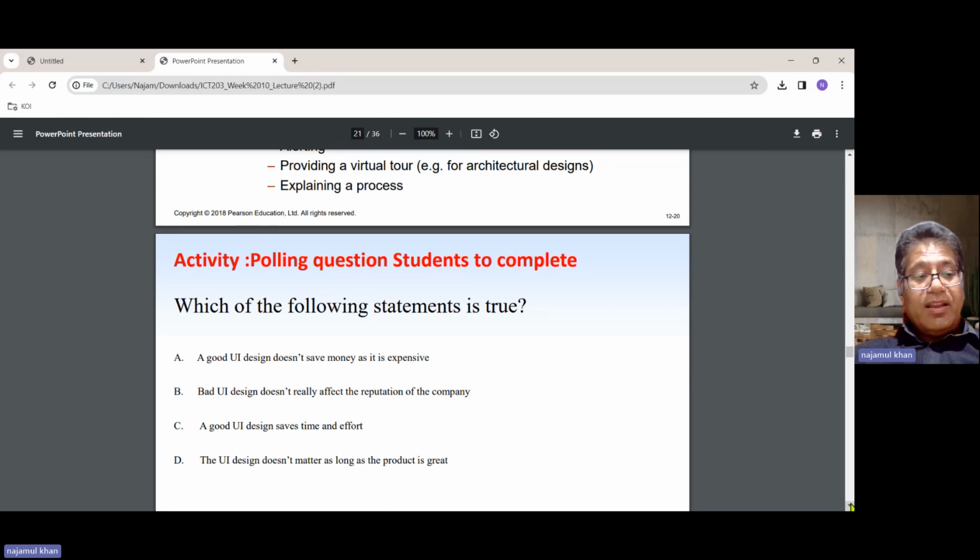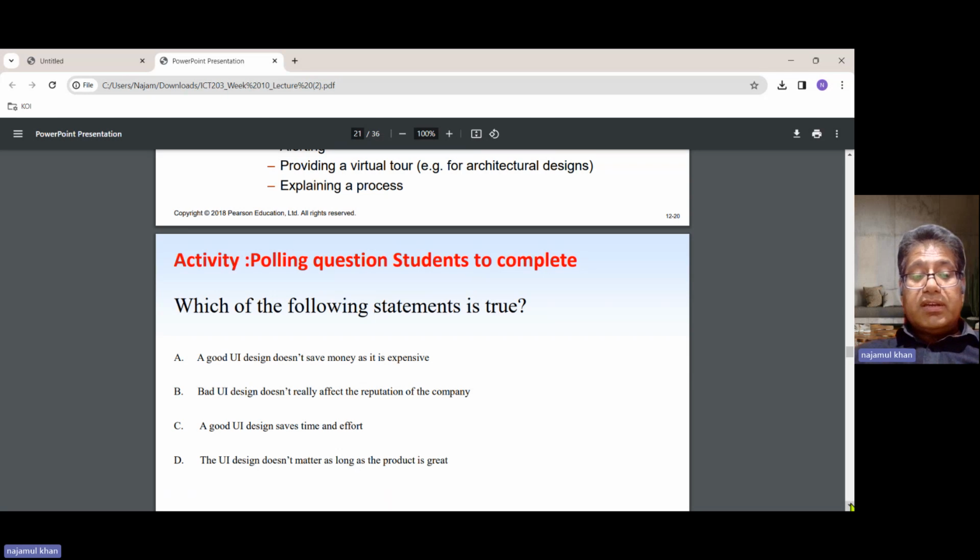Let's focus here. A good user interface design doesn't save money as it is expensive. I guess it's not a good statement. It's not true, definitely. Bad user interface design doesn't really affect the reputation of the company. I guess it does. If you develop something bad, it can affect your company's name and reputation. A good user interface design saves time and effort. Definitely it does. It saves you rework. That's the most important thing.